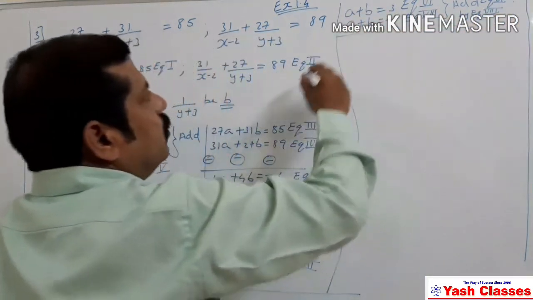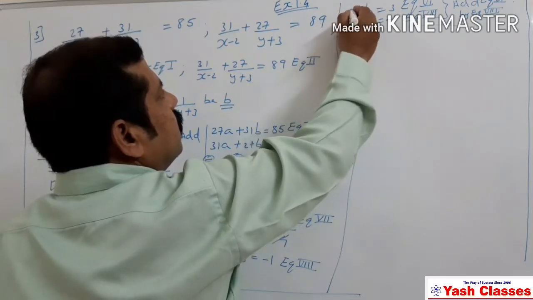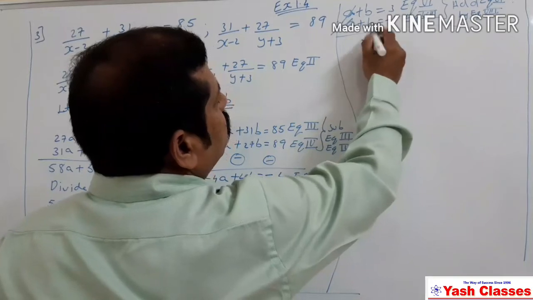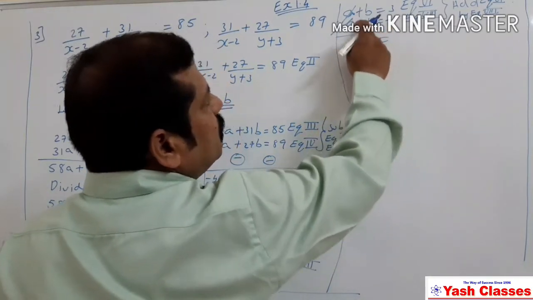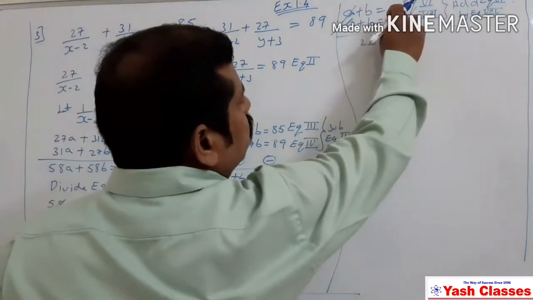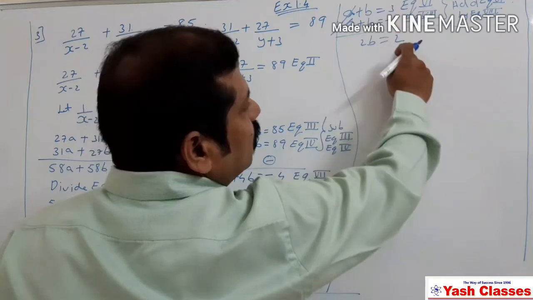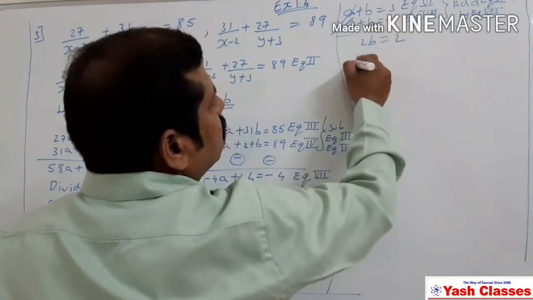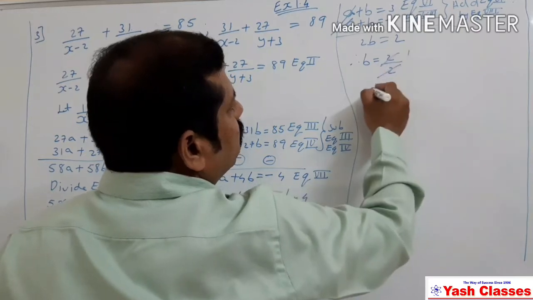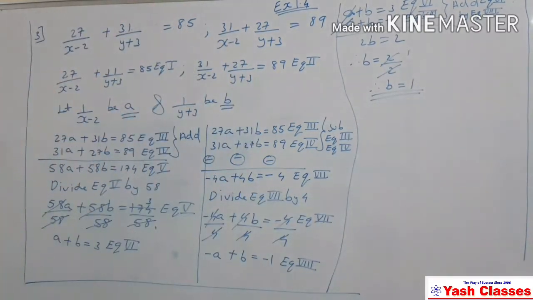In addition, you have to do it directly. Plus a, minus a cancel. b plus b is 2b. There is no number means 1 is there. Plus 3 minus 1, the answer will be 2. Why? 3 minus 1 is 2, and the bigger number sign is plus. Therefore b is equal to 2 upon 2. Cancel, therefore b is equal to 1. Here you got b is equal to 1.